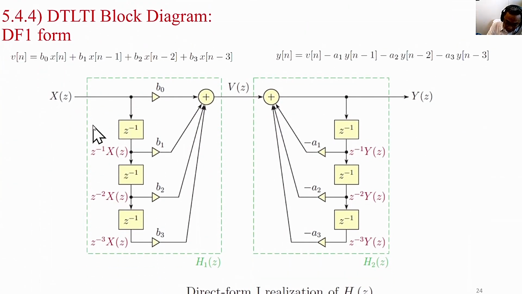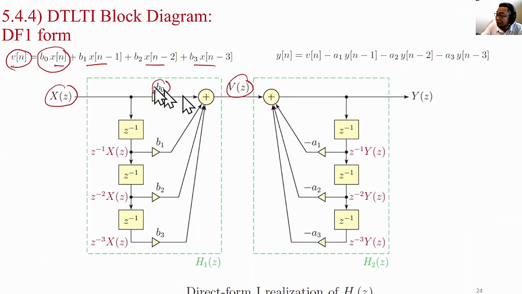In here, we have v[n], relating the output v[n] with respect to the input x[n]. So b0 times x[n] is, in the Z transform, b0 times X(z) to get V(z). We need to delay it by 1 sample. So here is x[n-1], so it's z^-1 times X(z), and multiply by b1 to get V(z).